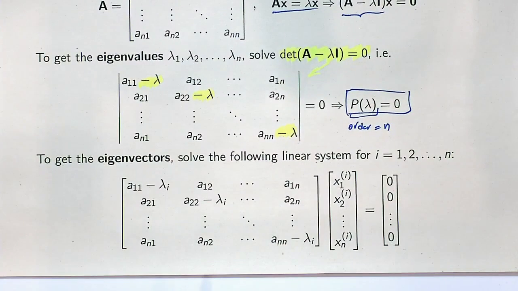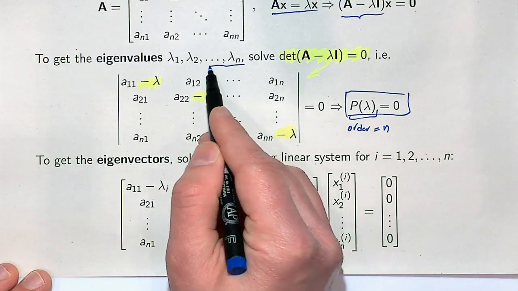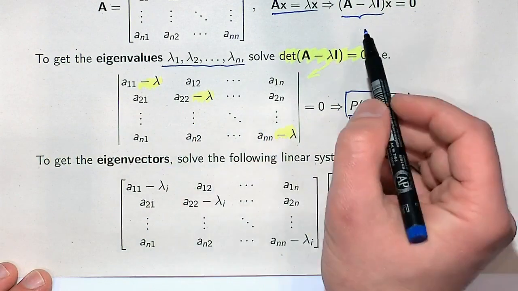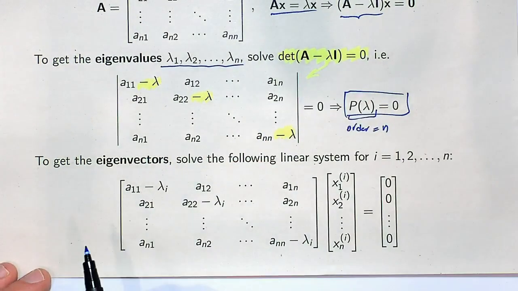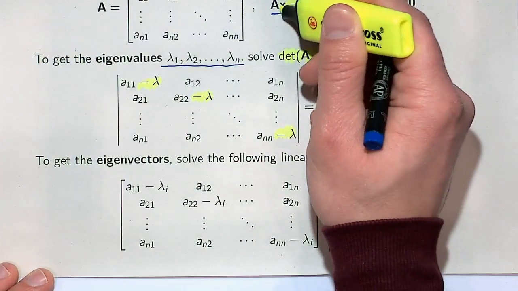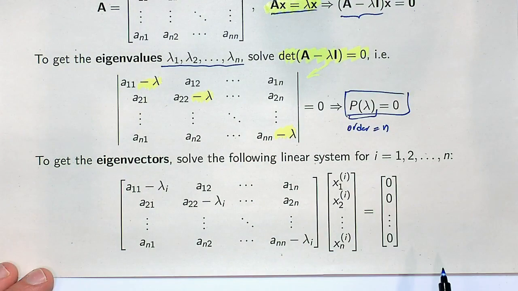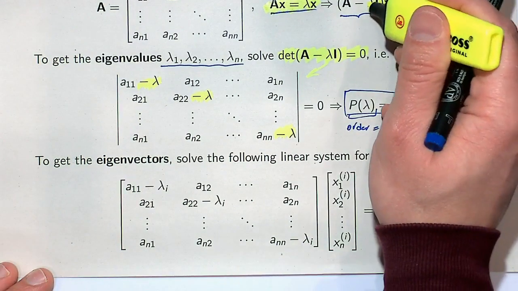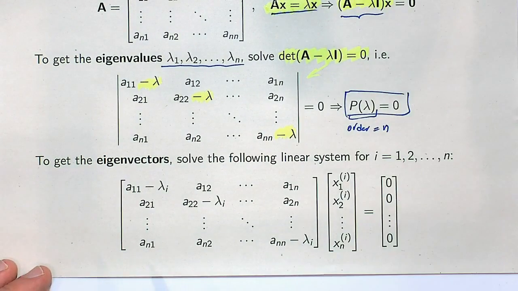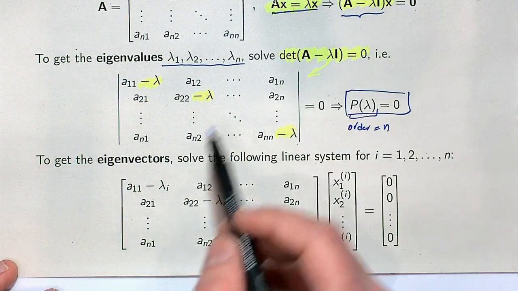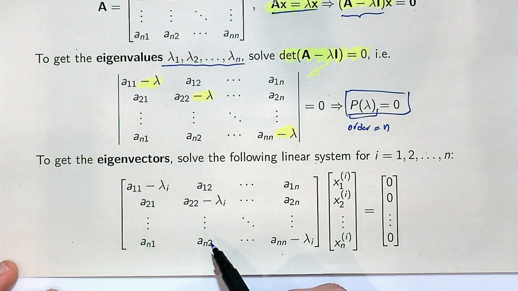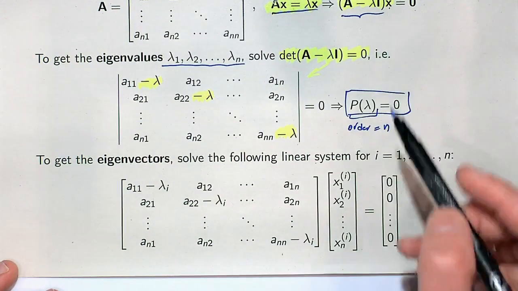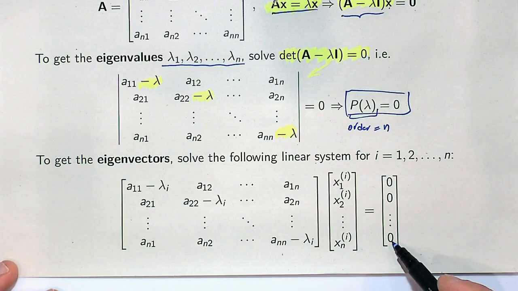So then, when we have these eigenvalues here, what we do is go back to the main definition here, or equivalently this one. So we say that, okay, A minus lambda I multiplied by x is equal to zero.